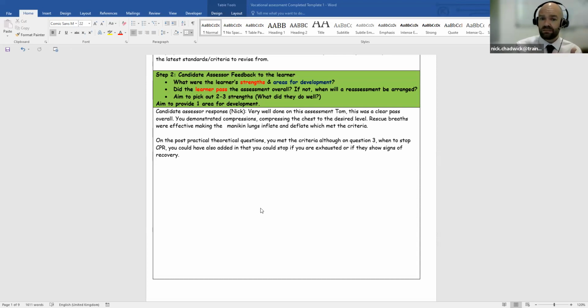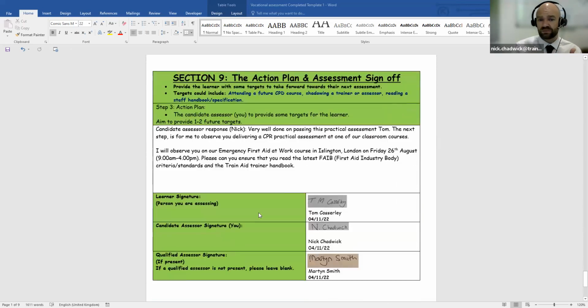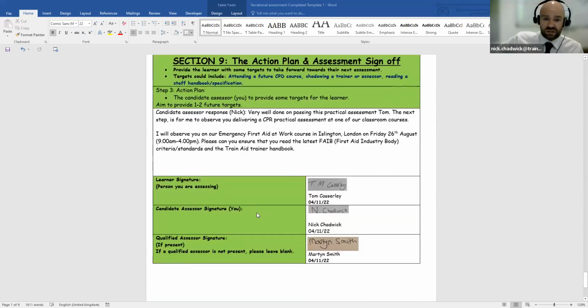And the final step, the final section is the action plan and assessment sign-off. So please provide the learner with some targets to take forward towards their next assessments. This could be for the learner to attend a future CPD course. It could be to shadow perhaps another trainer or assessor, or perhaps another colleague as well. It could even be a small target, such as reading a staff handbook or a specification to improve their knowledge of the subject.